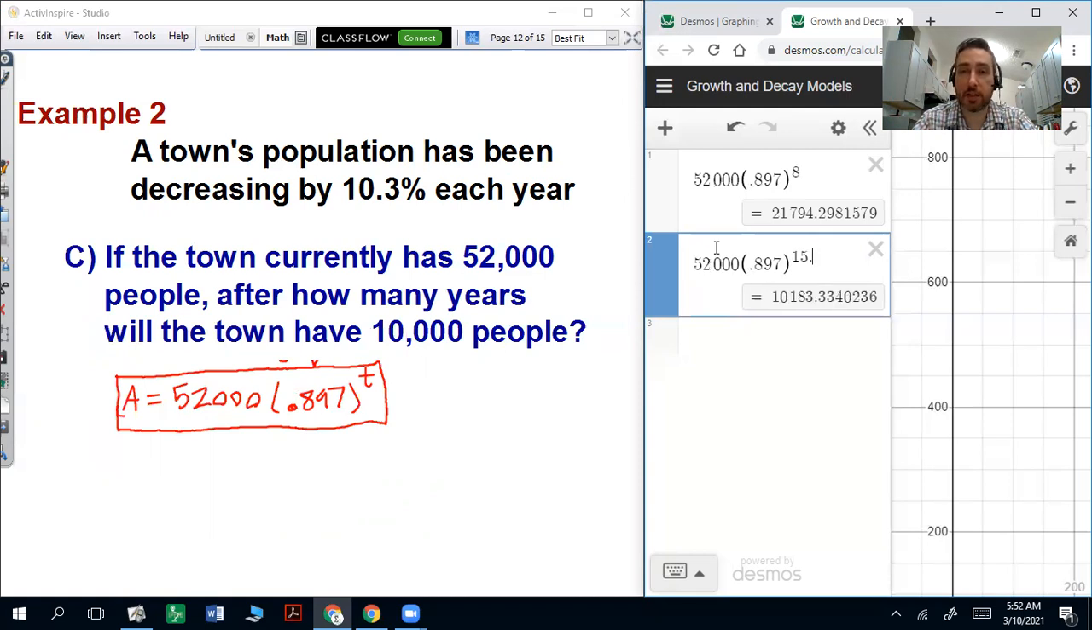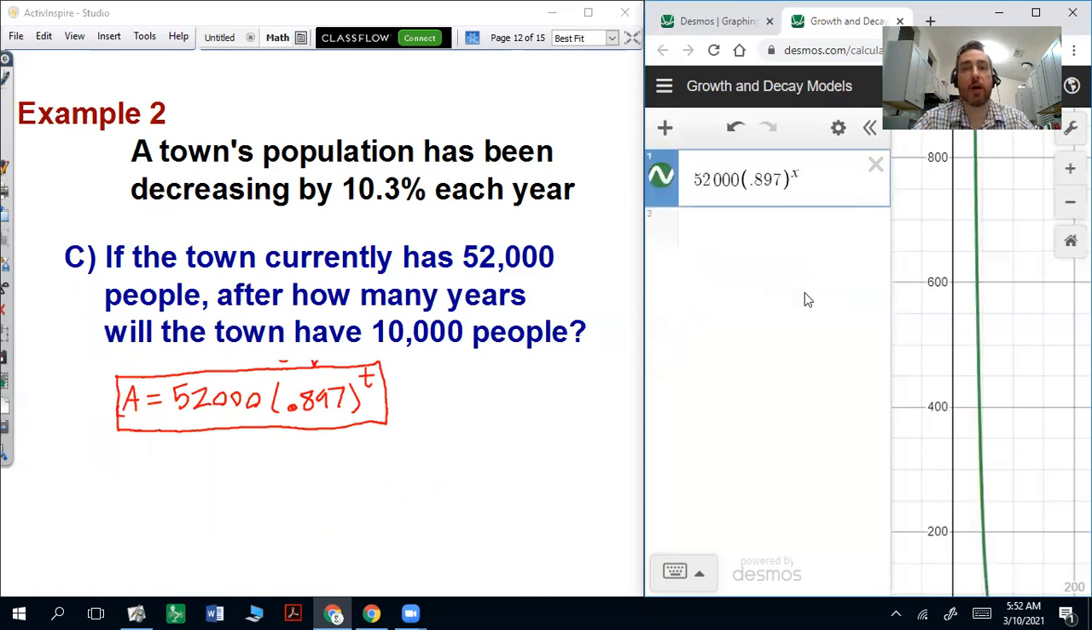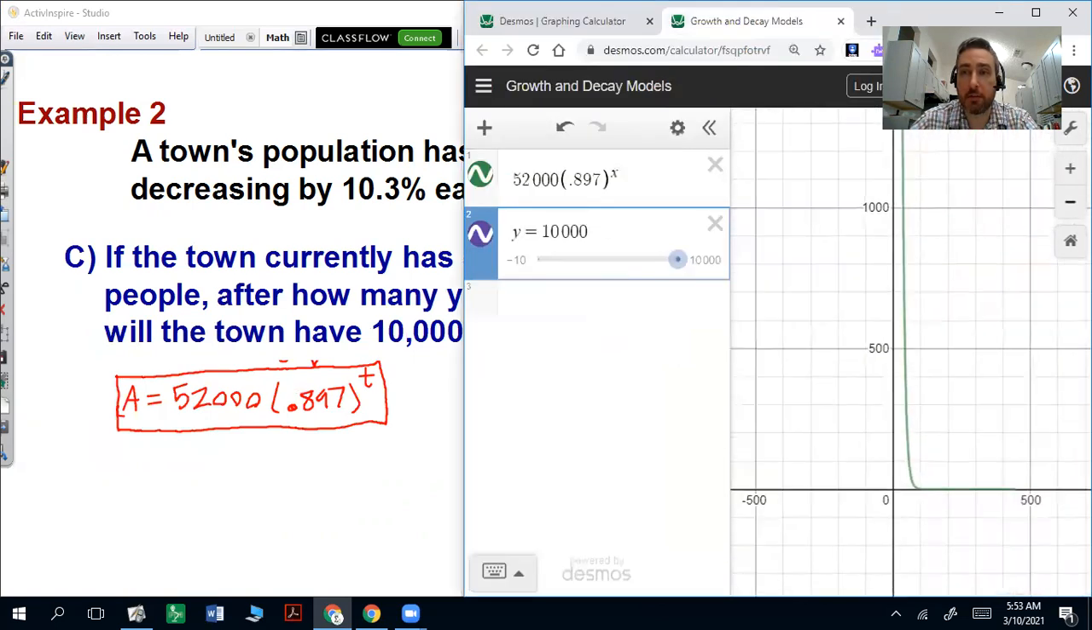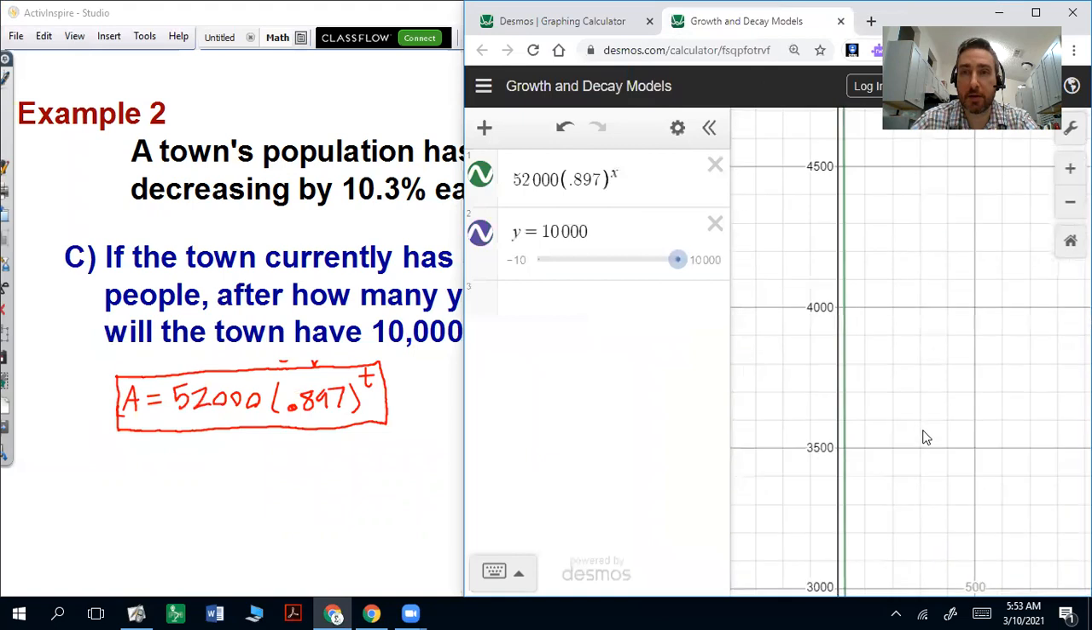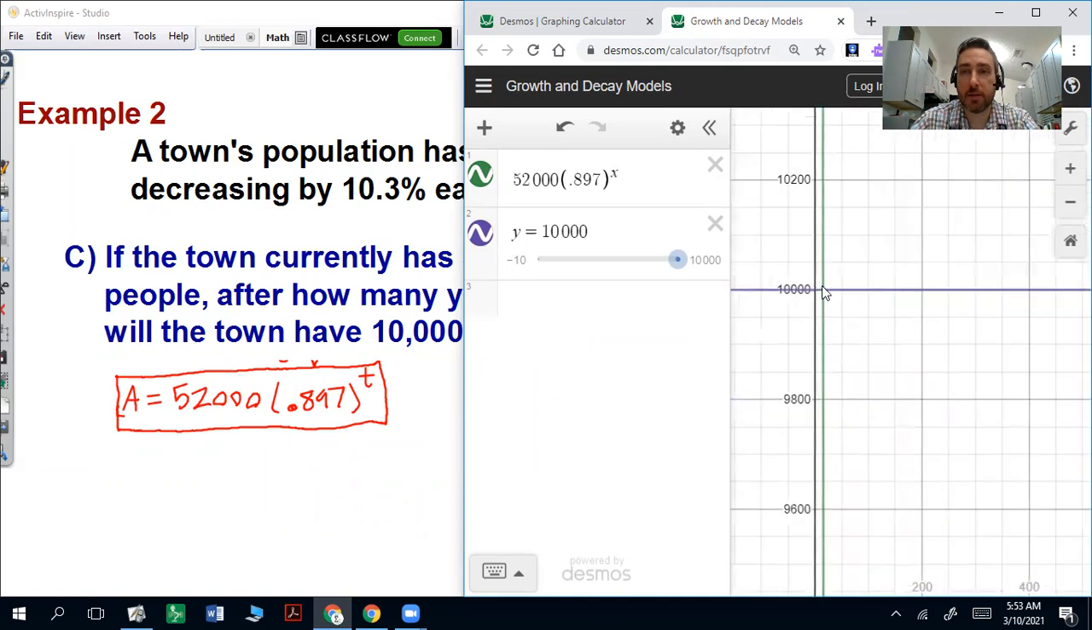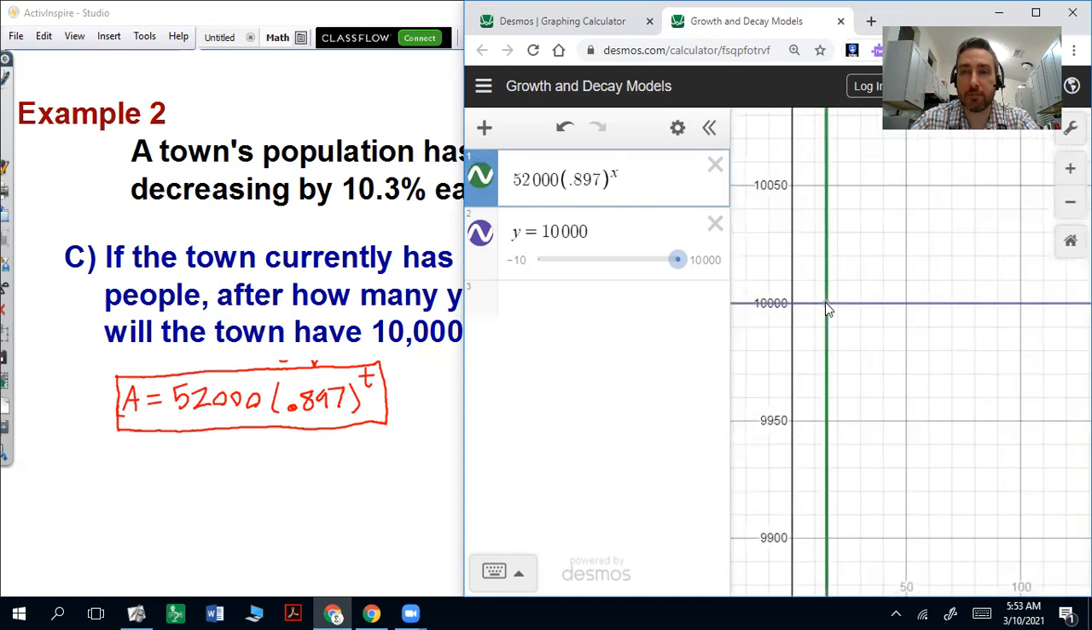So you can be more precise as you go out, but I encourage you to use the intersection method. So with the intersection, we'll put that function in with x as your exponent, and you'll do y equals 10,000. And we're going to zoom out one more time. This is a very, very high value here. So 10,000 is way up here. So you're going to drag your cursor all the way up, and you're going to see where 10,000 meets this graph. And it's about 15.167. So I would probably bump that up to 15.2 or 15.17 years.